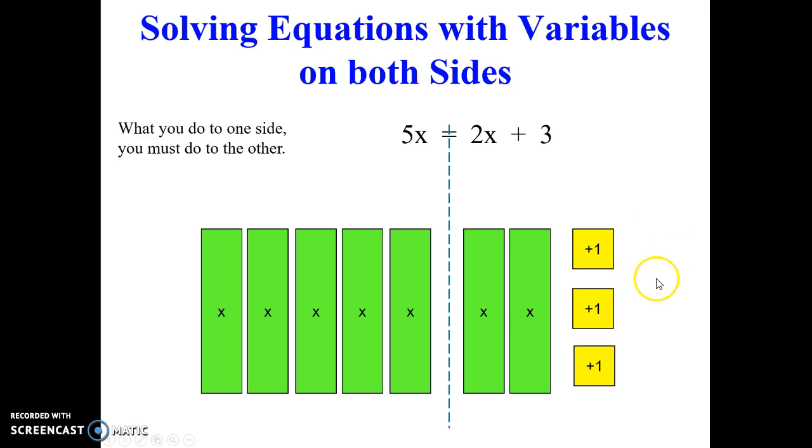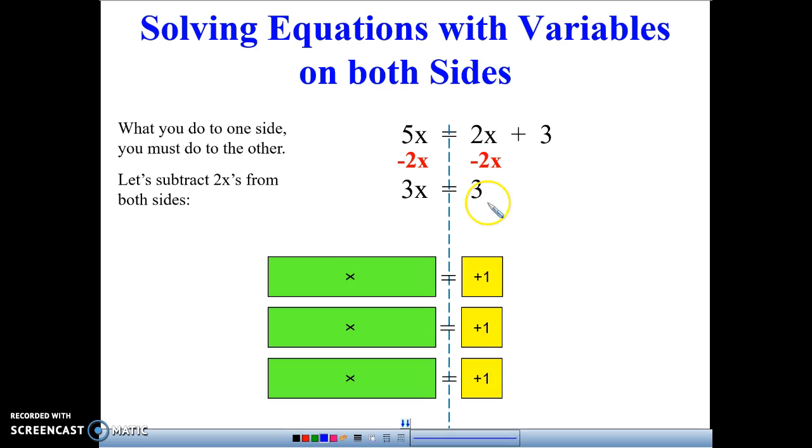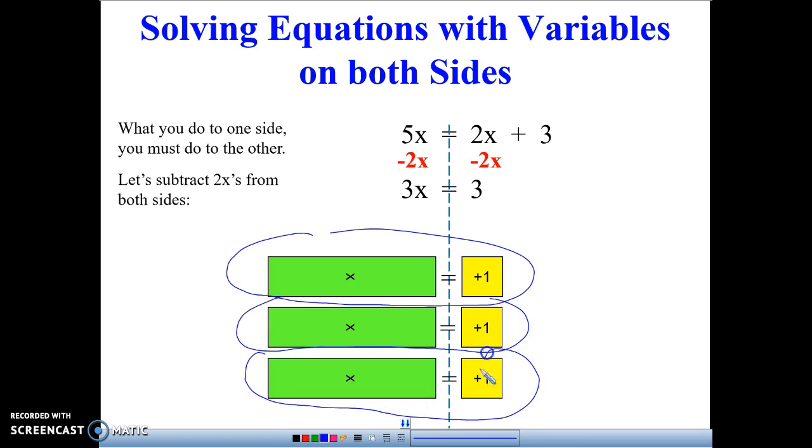What you do to one side, you must do to the other. I'm going to subtract 2 x's from here, which on the right-hand side, if I remove 2 x's from the right-hand side, I have to remove 2 x's from the left-hand side. So this is what it looks like. I've subtracted 2x from both sides. I'm left with 3x over here equals 3 singles over here, and I'm going to group those together. Each x on this side is worth how much? Yeah, each x is worth 1.